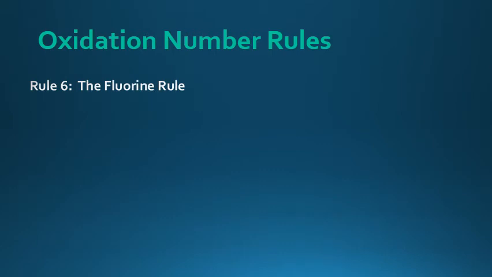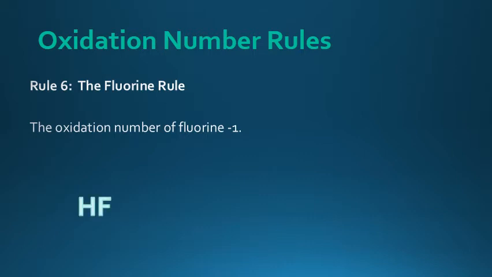The last rule we have is the fluorine rule. And the fluorine rule simply states that the oxidation number of fluorine is -1. So if you look at hydrogen fluoride, we know hydrogen is +1. So fluorine has to be then -1. So I'm going to go ahead and write that, -1. And if you look at calcium fluoride, fluoride's oxidation number is -1. We have 2 of them, so calcium's oxidation number has to be +2.